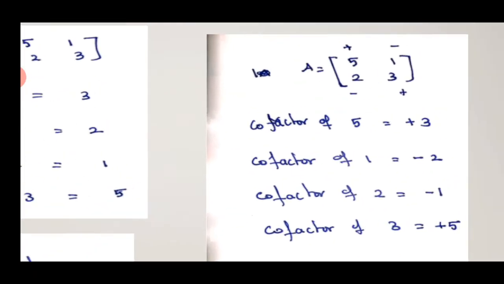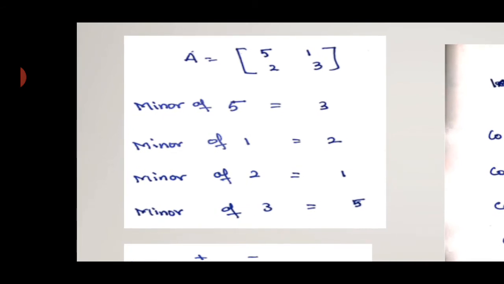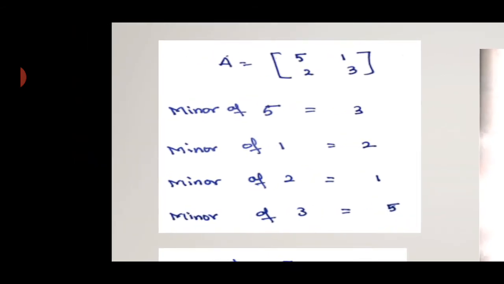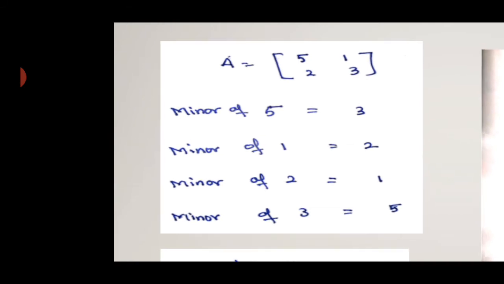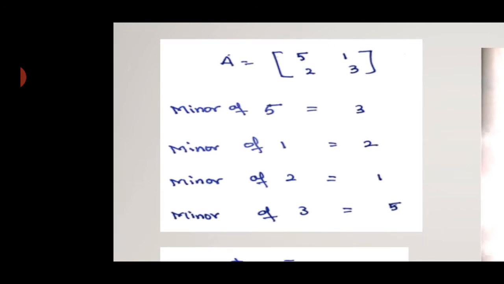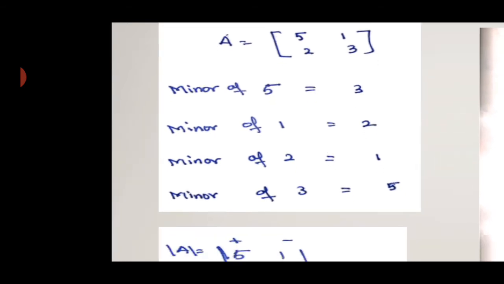Here, I have taken a matrix A, right? In this, the entries are 5, 1, 2, 3. Now I want to find the minor of 5. Keep in mind, the row which contains 5 and the column which contains 5, leave it, ignore that. So cut the first row and cut the first column. What is remaining? 3, and that is the answer.